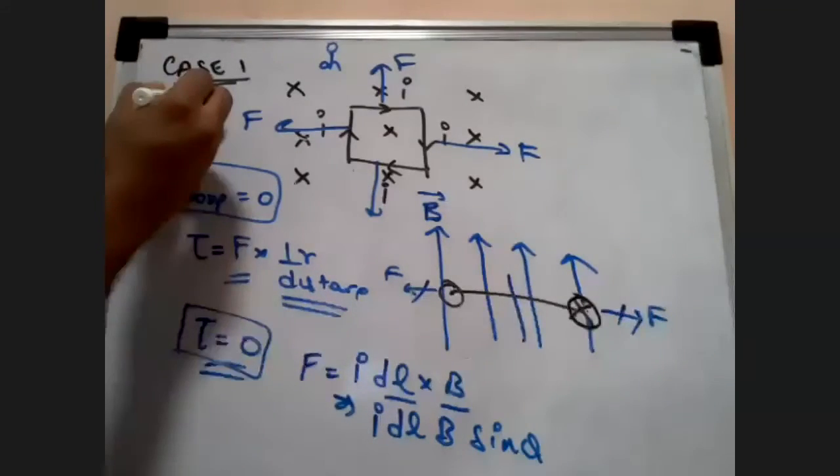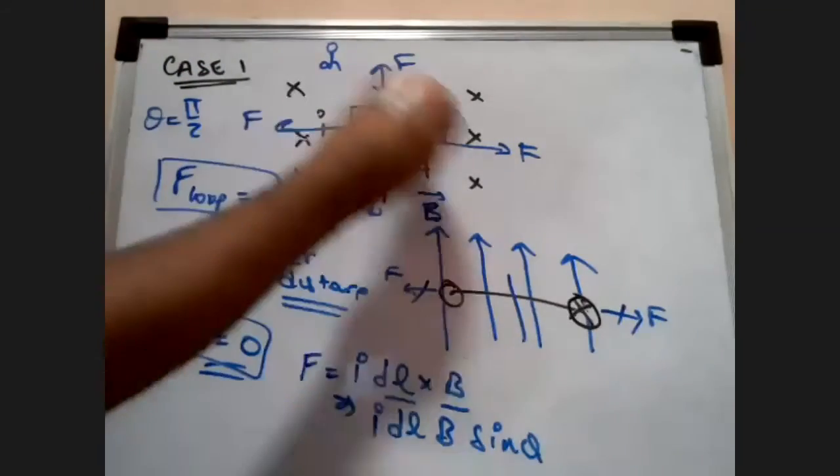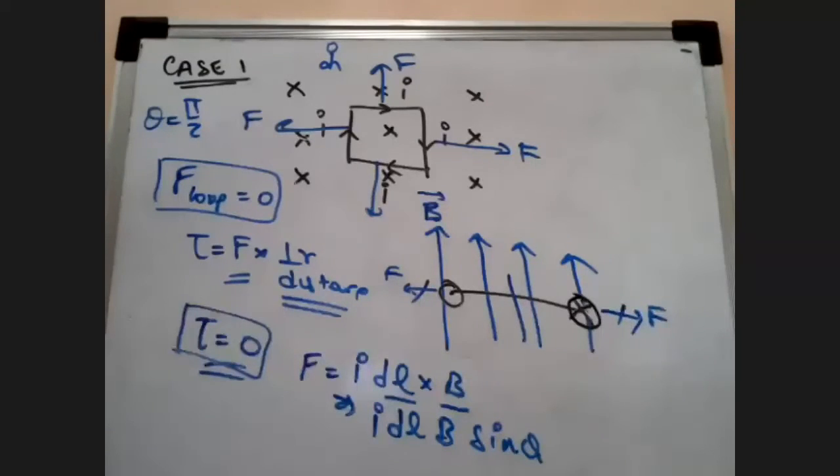Case number 1 is basically when your current loop is kept at exactly 90 degrees with the magnetic field. Has everyone understood this? Yes, sir. Okay, so without wasting much time, students, let's go to case number 2.